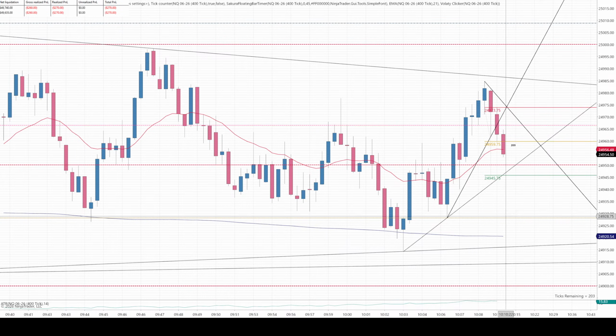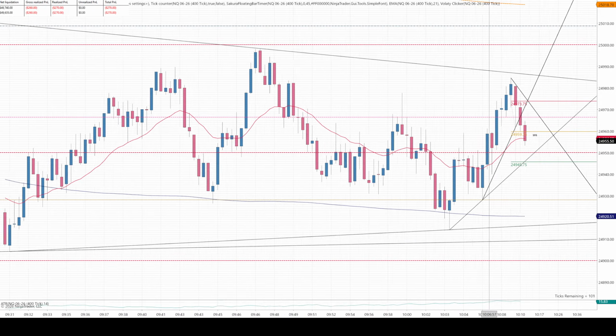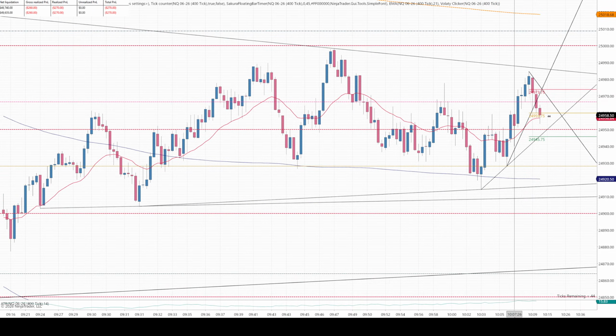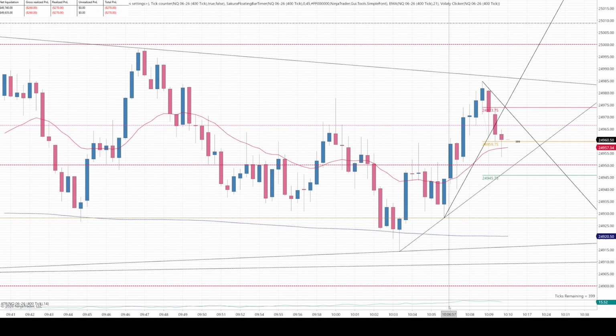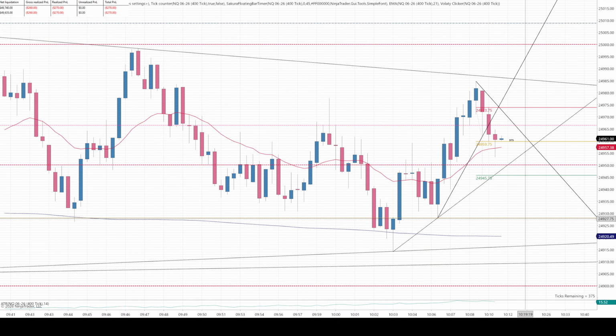Bearish trigger right there. Again, no room to take these trades. No room. Break of structure.